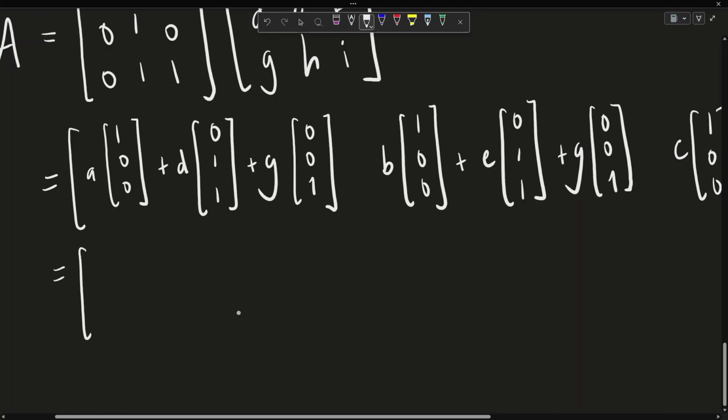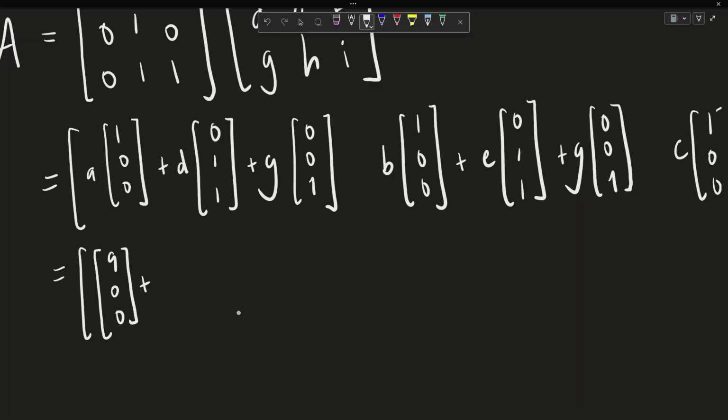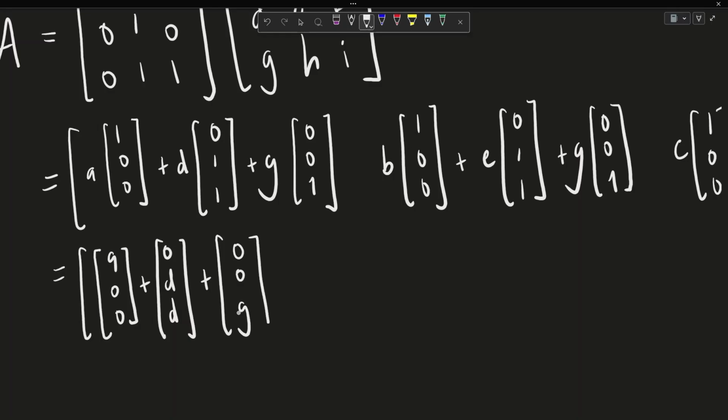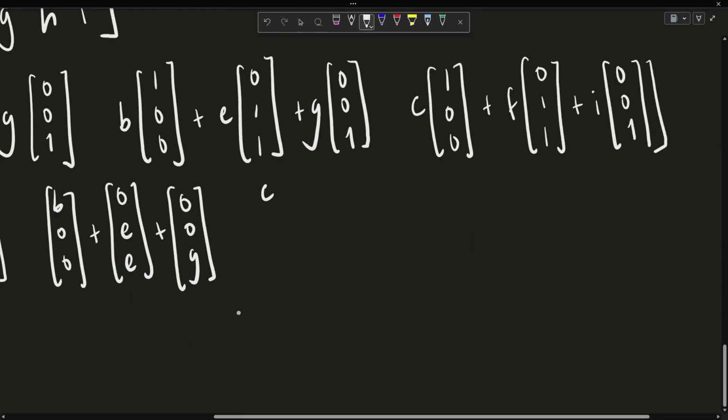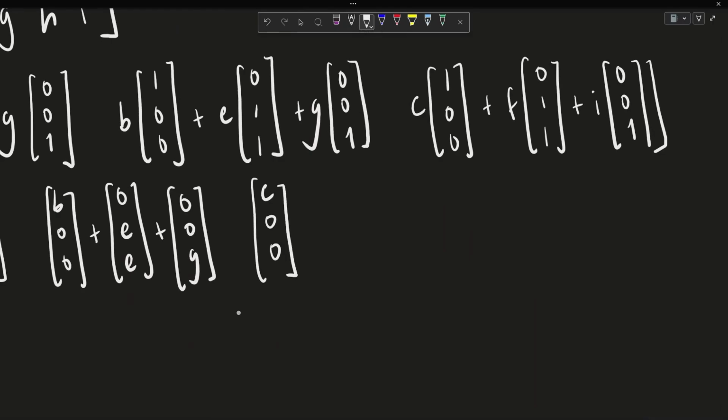this one's a bit more complicated to attempt to visualize, so let's do it in two steps. This is A, 0, 0 plus 0, D, D plus 0, 0, G. Second column gives us B, 0, 0 plus 0, E, E plus 0, 0, G. And our third column gives us C, 0, 0 plus 0, F, F plus 0, 0, I.